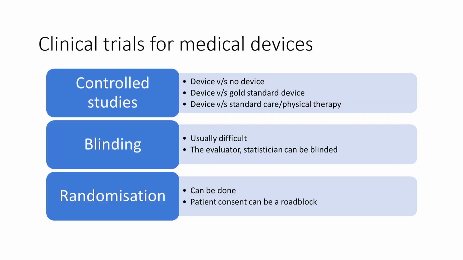Blinding studies are usually difficult. The evaluator or statistician can be blinded, right, to figure out how the distribution is. Randomization can be done, right? And patient consent can be a roadblock in certain cases. The patient would like to know what kind of treatment modalities are being given. So randomization is a challenge. Control studies and blinding are still fairly possible, but randomization is a little challenging and daunting for the majority of clinical tests, even though there are a lot of randomized controlled trials happening all around the globe.